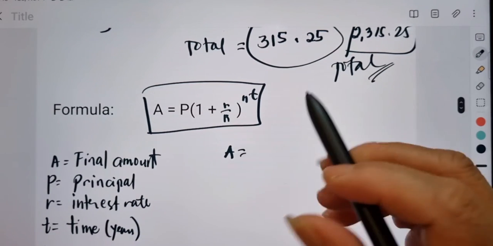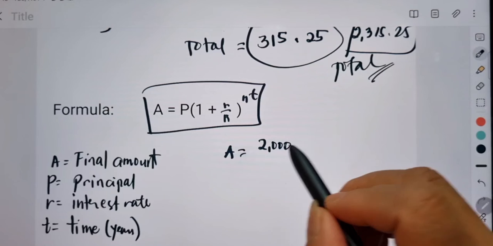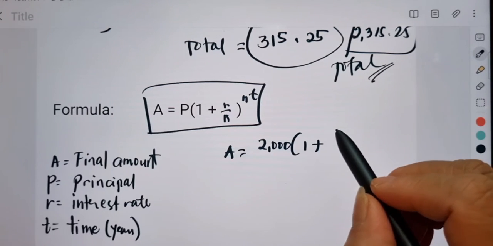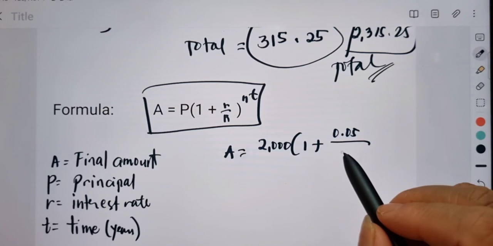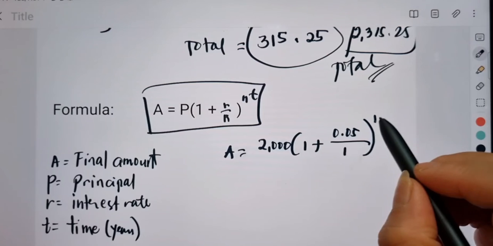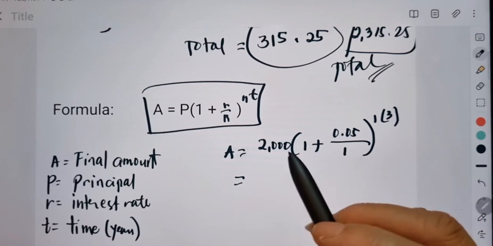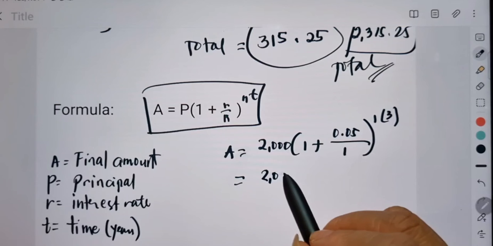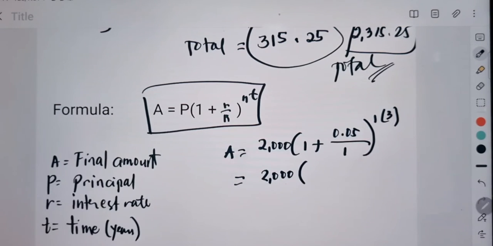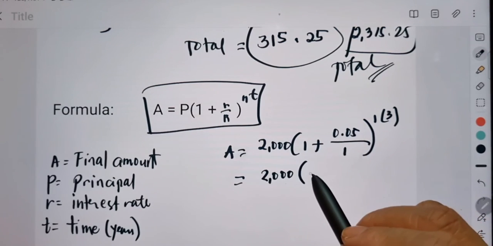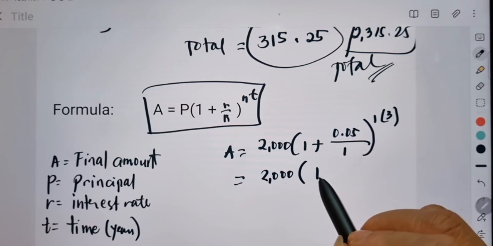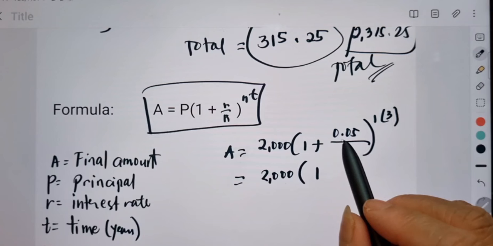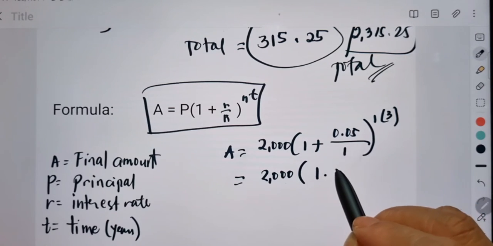So ang A natin, ang principal natin is 2,000, times 1 plus yung R natin, rate is 0.05 for 5%. Ang n natin ay annually lang siya, kaya 1. Then 1 times 3 years. Okay? So ito ngayon, kokopyahin muna natin yung 2,000 in case lang na manual ang pag-compute nyo. Pero dito usually, ina-allowed kayo na gumamit ng calculator. Okay, so ito, pag nag-divide tayo ng 1, ganun pa rin yung sagot. So magiging 1 plus 0.05, magiging 1.05.